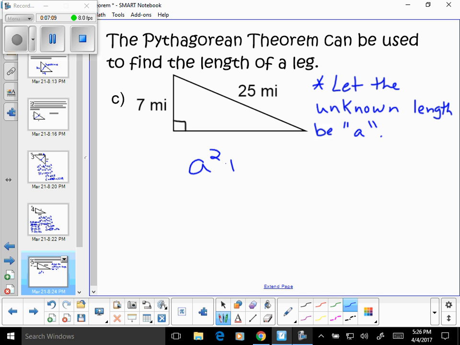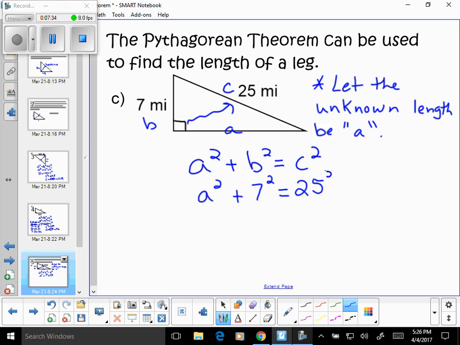Let's say we have, well, first of all, we'll put down the theorem. A squared plus B squared equals C squared. Now here again, remember, this is C. I'm going to let this side be A, and I don't know what it is. That means the 7 is going to be B, so I'm going to put 7 squared. This time I know C, so that's going to be 25, and I have to square it. I'm going to simplify my 7 squared as 49, my 25 squared as 625.